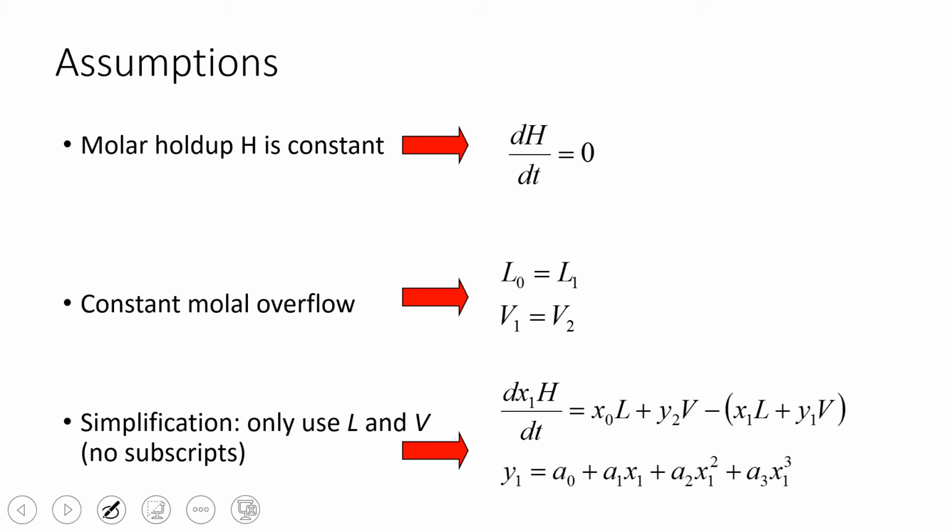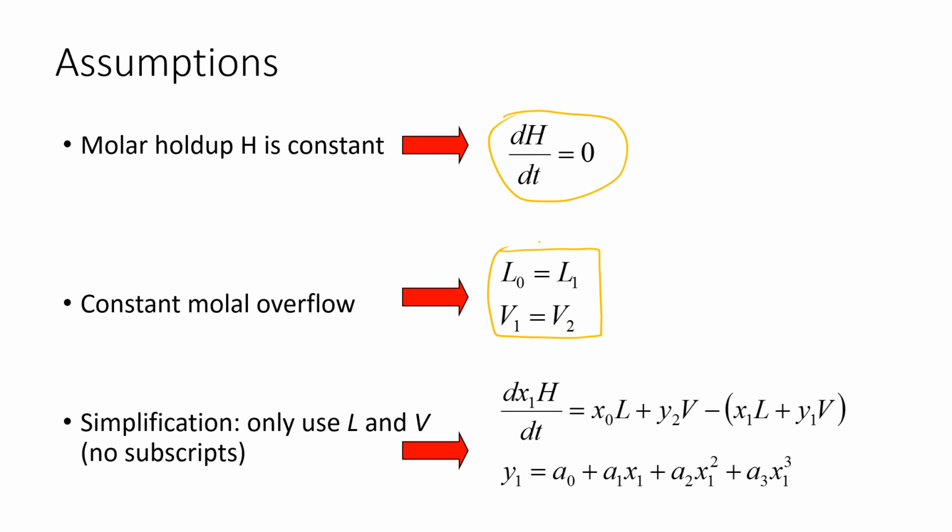At the molar holdup, we can say that's going to be constant, maybe through a weir or something like that that controls the level in each tray. We could say that the derivative of that is approximately equal to 0. And then from that, we can also assume that we have constant molal overflow, so the moles of liquid coming in equals the moles of liquid going out.